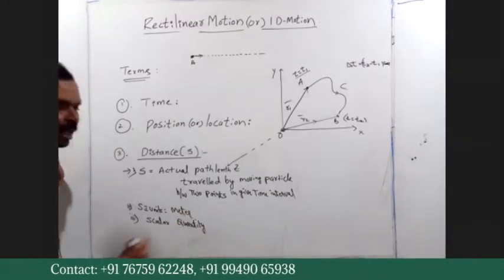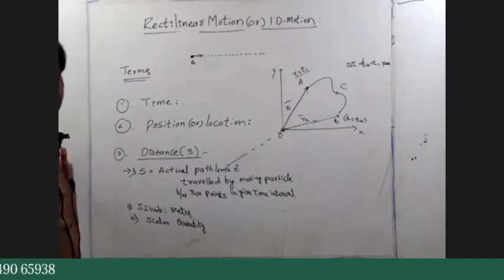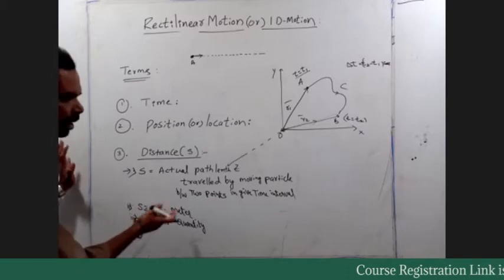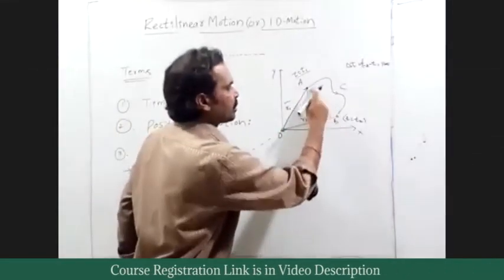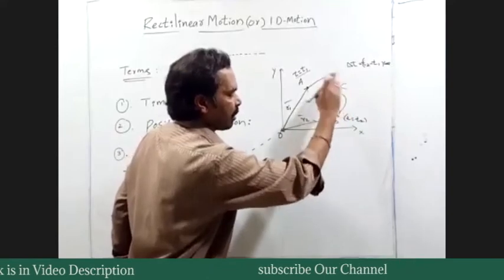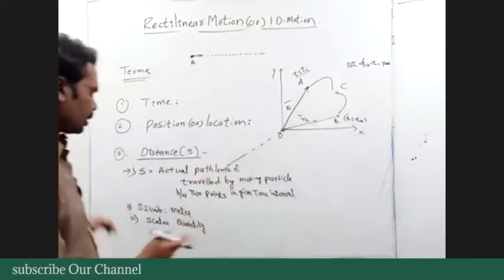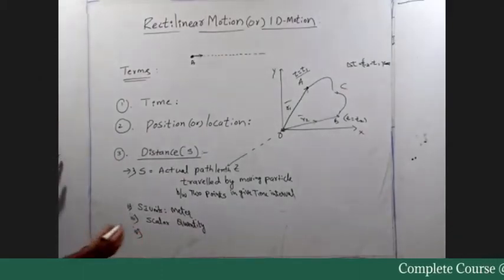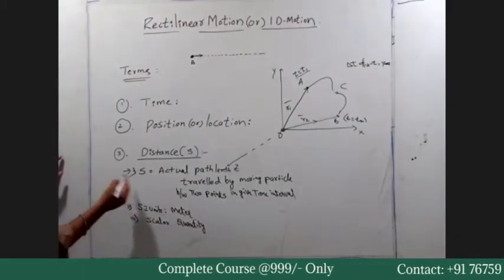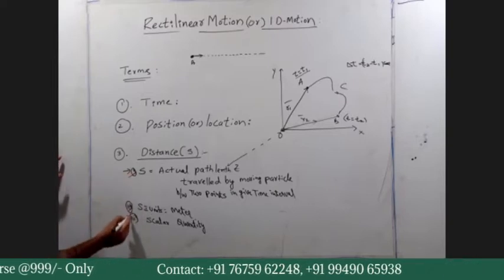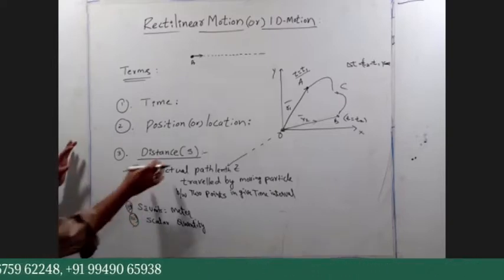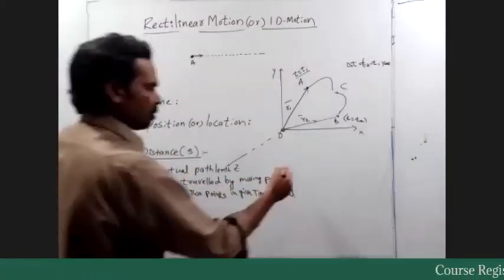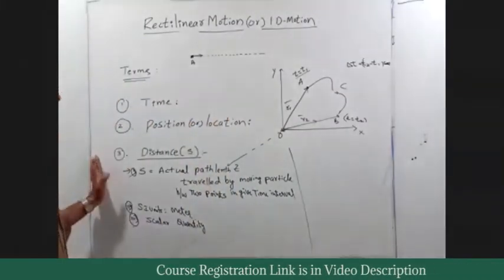What is the characteristic of a scalar quantity? A scalar quantity does not have direction, only magnitude. Here, only the magnitude of this length. So no direction, scalar quantity. These are the three important points about the distance of a moving particle going from one point to another in a given time interval.